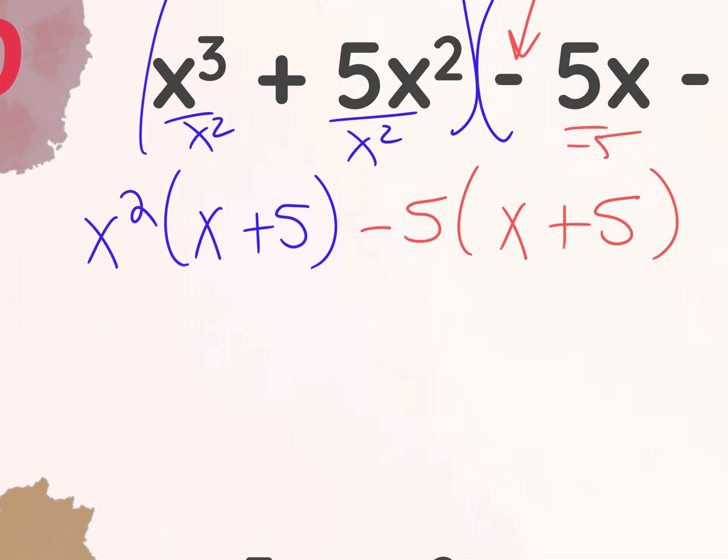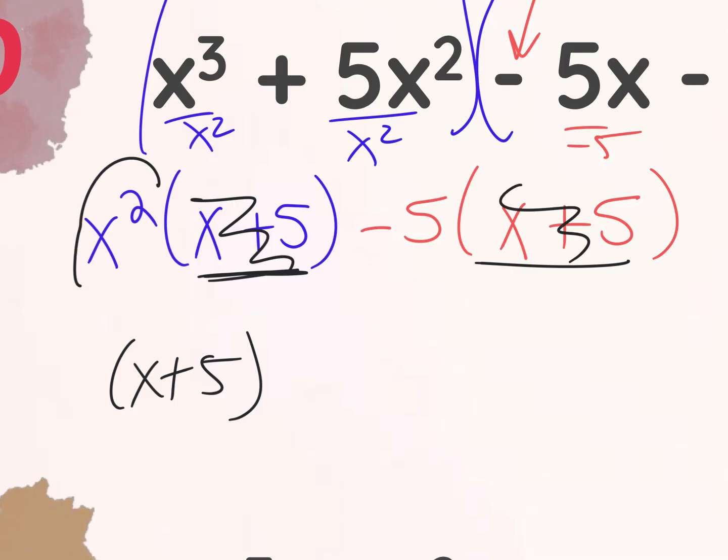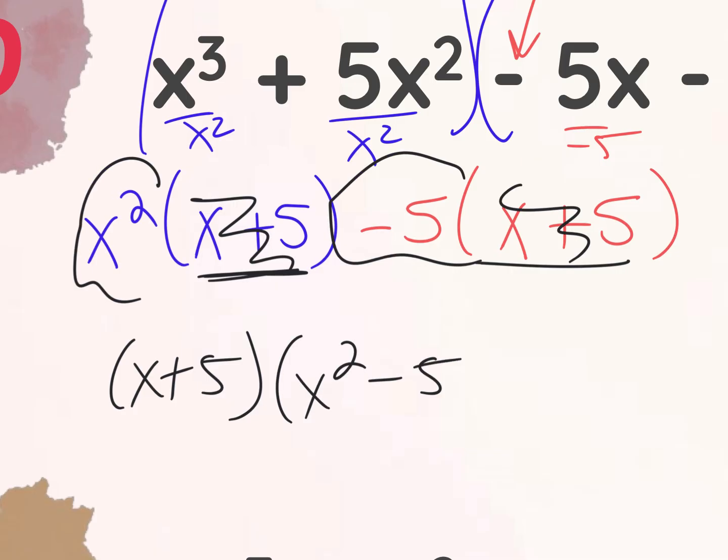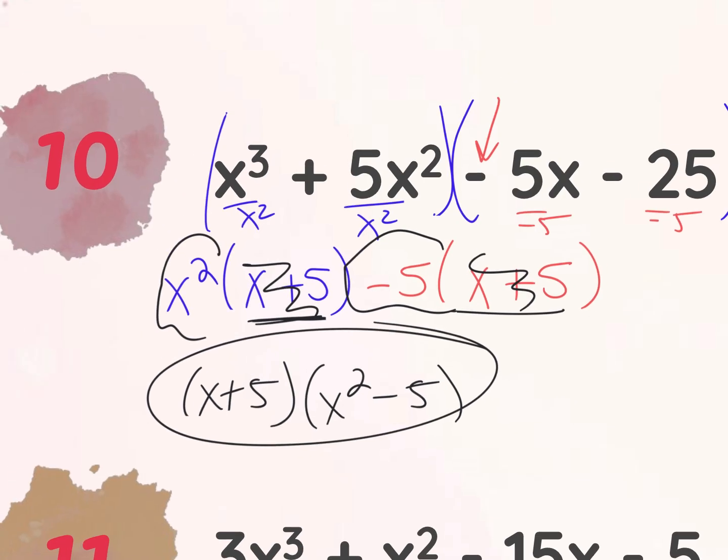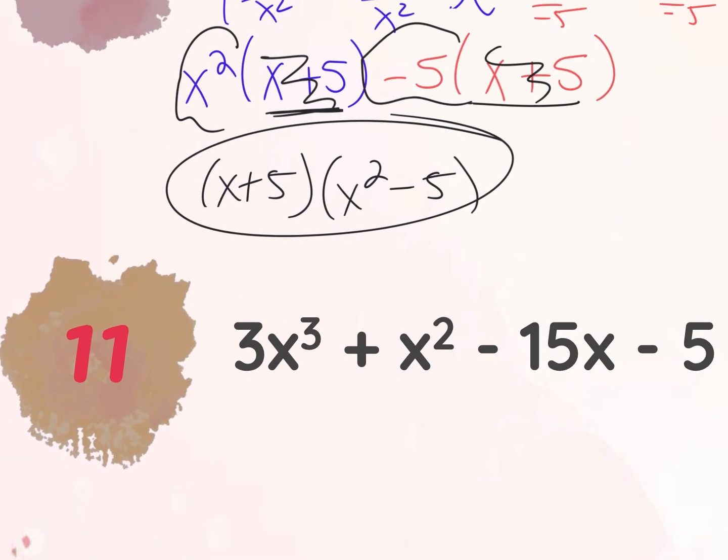Yes. So what do we do? X plus 5 out in front. And then what do I do with my leftovers? X minus 5. What if the 25 were positive? What would you do then? It wouldn't factor. Good question.